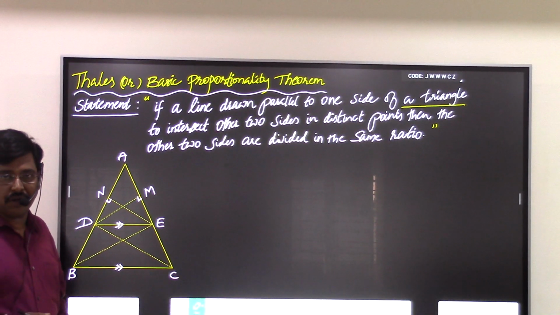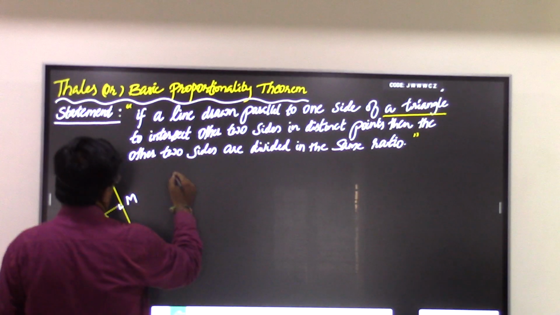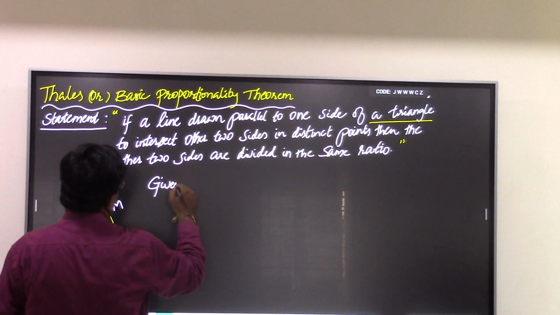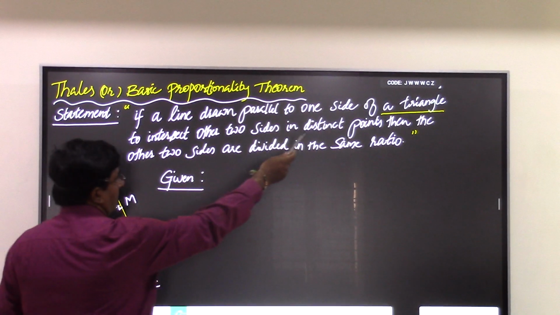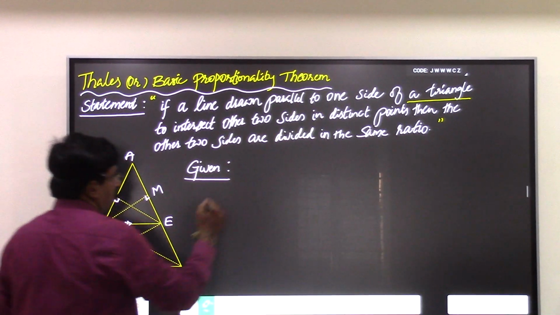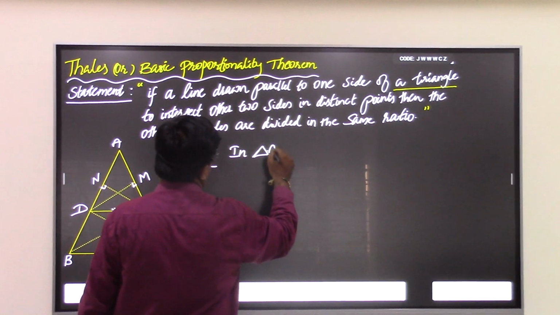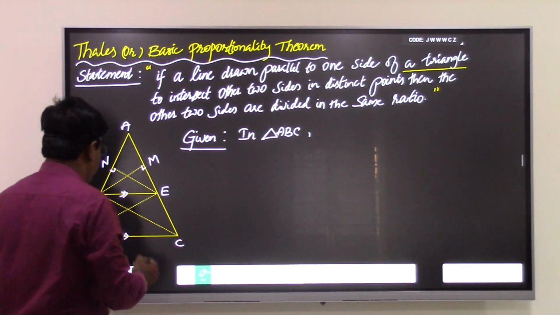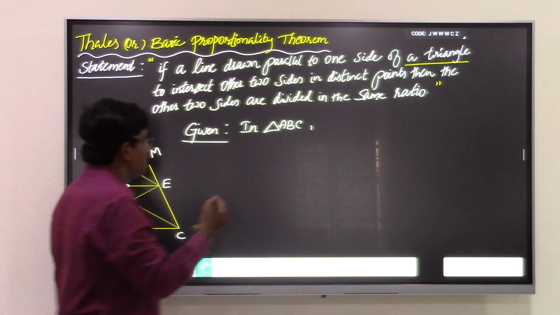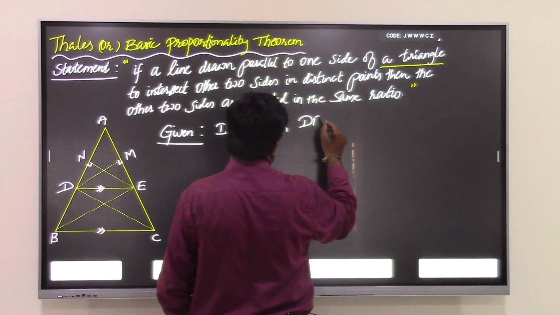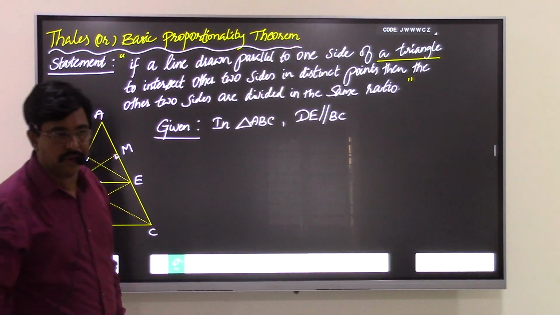That is the statement, and what do we have to do? First of all, after drawing this diagram, we have to write what is given in the statement. What is given? A line is drawn parallel to one side of a triangle. That is, in triangle ABC, DE is a line which is parallel to the side BC. So DE is parallel to BC.